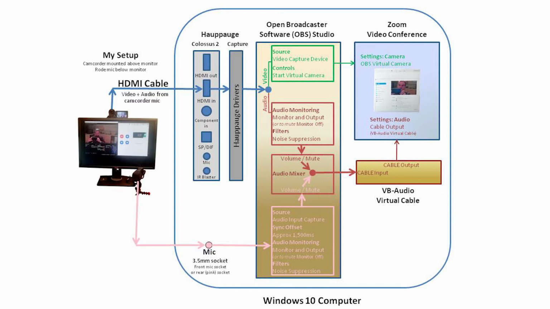I use a Hauppauge Colossus card to connect a camcorder mounted above my screen to my Windows computer. The camcorder's internal mics are not very high quality, so I use an external Rode mic plugged into the computer's mic input. This diagram shows the complex setup that is required to get this working.